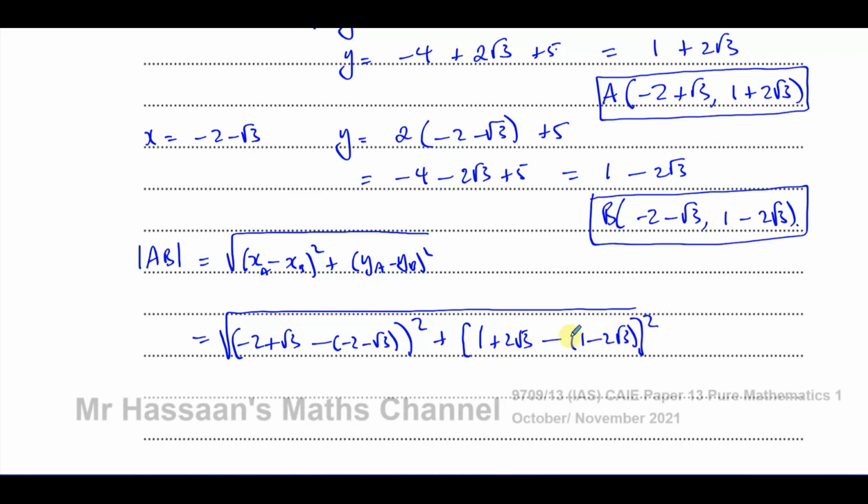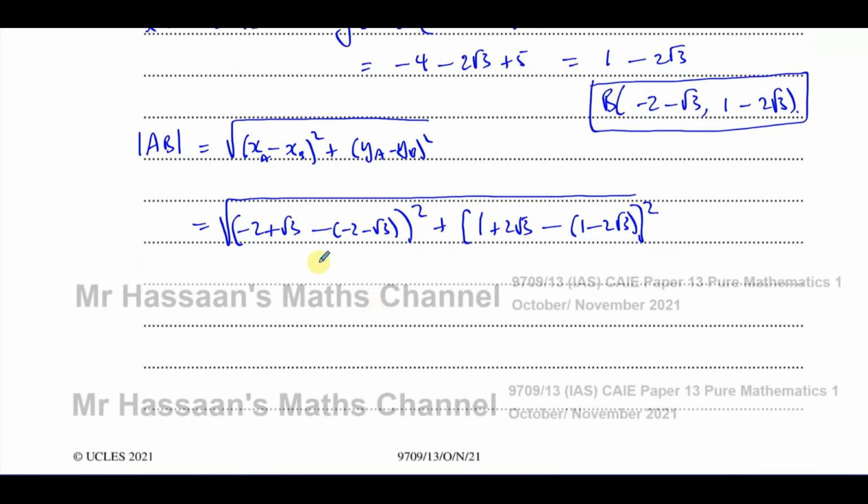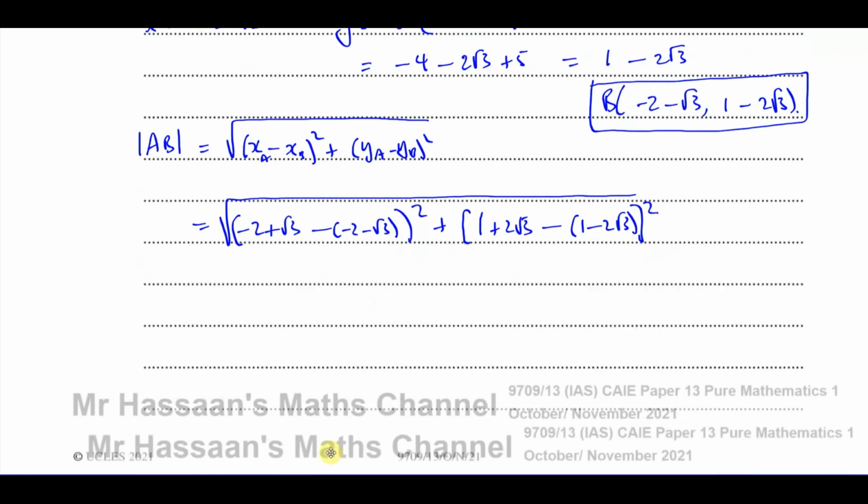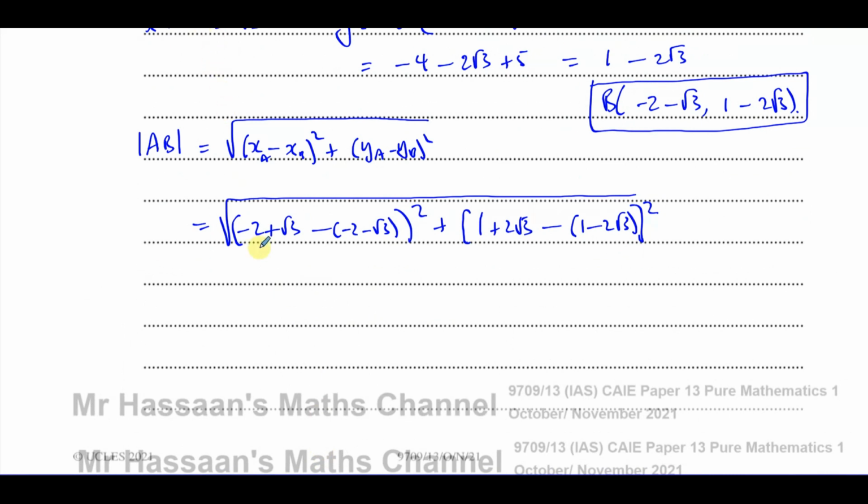Be careful when you do this because of the minus sign, so put the second part in brackets there. Now, what we have to do is basically find what this is. So you have minus 2 minus minus 2, that's minus 2 plus 2. Okay, so what's going to happen there is a minus 2 and the plus 2 is going to give you 0. And you have root 3 minus minus root 3, which is going to be root 3 plus root 3, which is 2 root 3. Then you're going to have to add to that this.